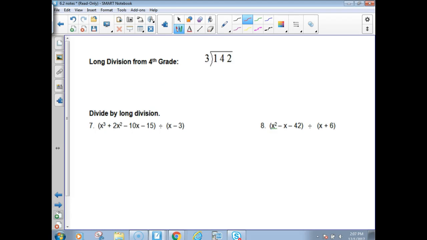Next, long division from the 4th grade. It's been a long time since you've seen something written like that. So a little reminder of long division from the 4th grade. 3 does not go into 1, so then you look at the next digit. 3 goes into 14 evenly, 4 times.